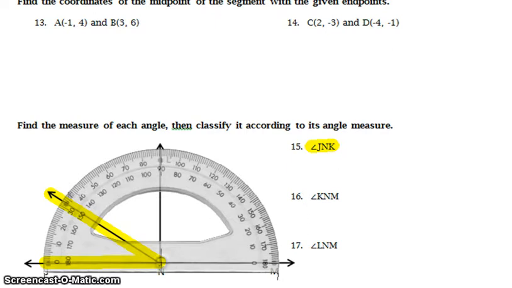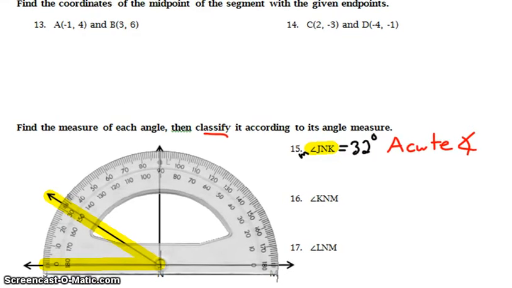So therefore, and since we're talking about measure, technically we should put an M. The measure of angle JNK is equal to 32 degrees. And we just actually classified it, we named it, when we said that it was an acute angle.